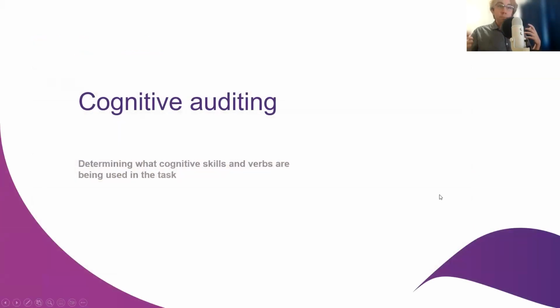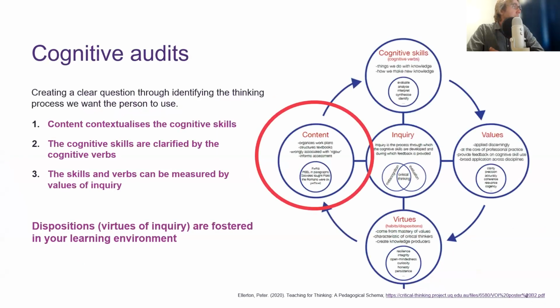So you will probably have already done stuff like cognitive auditing with the critical thinking project, which is about picking the right verbs and skills for your task. This is the diagram that the critical thinking project is, but basically whatever content we have, we can make it a critical thinking task by checking in.